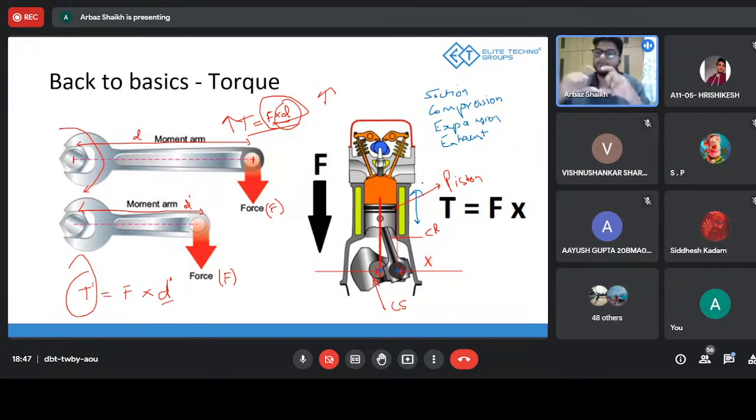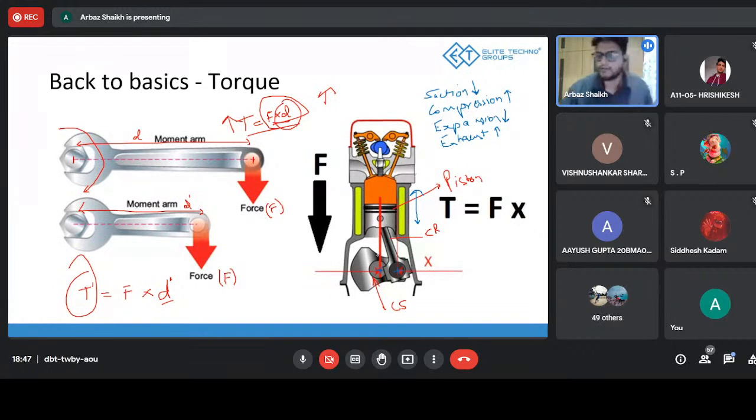The piston is always moving up and down. While in the suction stroke or intake stroke, the piston is moving downwards. While in a compression stroke, it moves upwards, right? Again, in the expansion or power stroke, it moves downwards. And then again in exhaust, it moves upwards. And the cycle repeats. The next stroke is going to be the suction stroke, in which the piston will be pushed downwards, right?